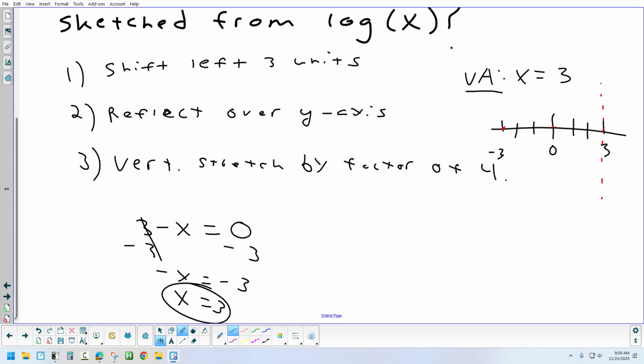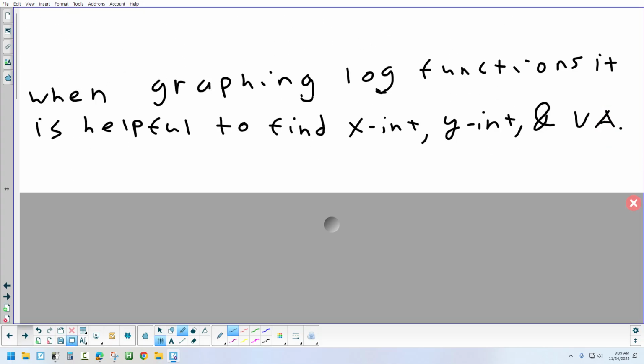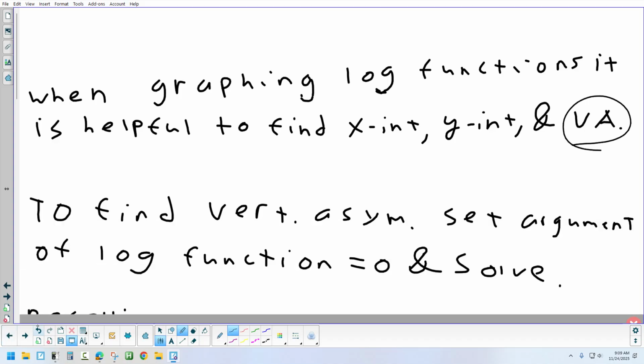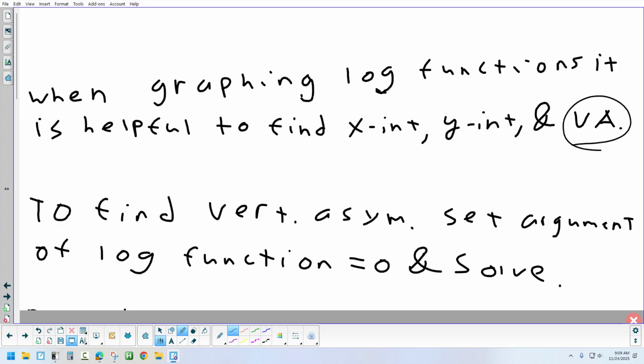All right, so now let's take a look at sketching a log. So when we're sketching logs, the nice thing about a log is, first of all, it only goes in one direction. So we don't have to worry about sketching points forever in both directions. But you do have to find the vertical asymptote. I was going to tell you how to do that in a minute anyway. So when you set the argument equal to 0 and solve it, that's your vertical asymptote.